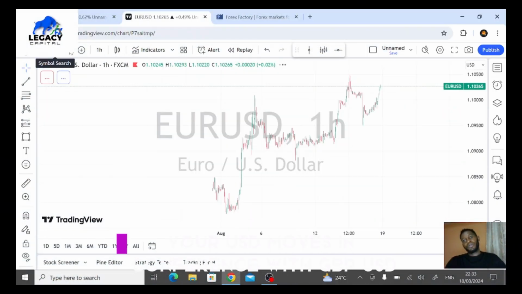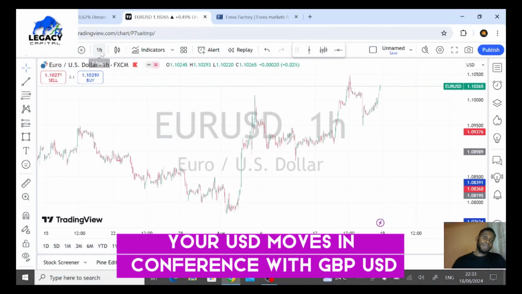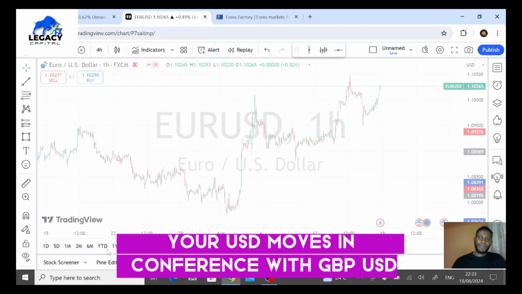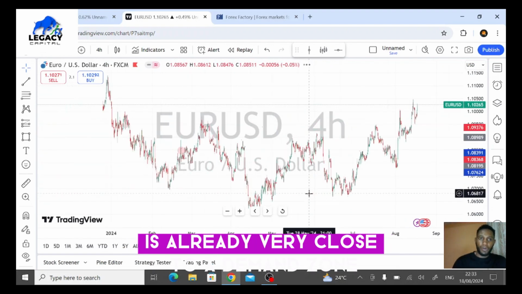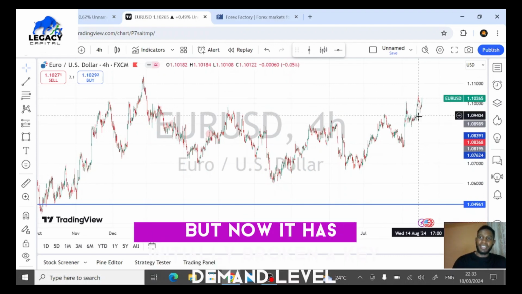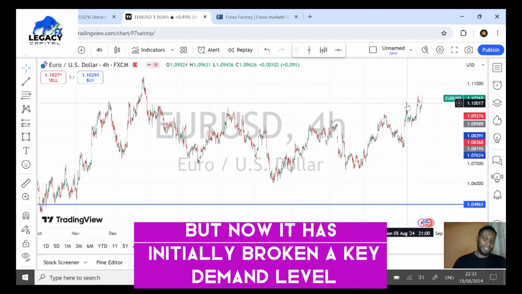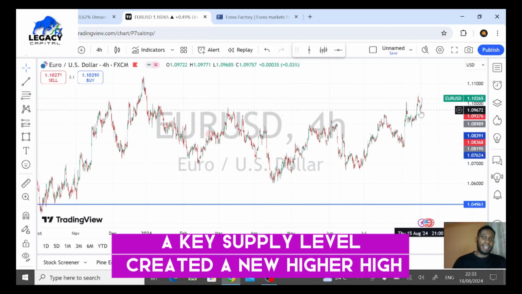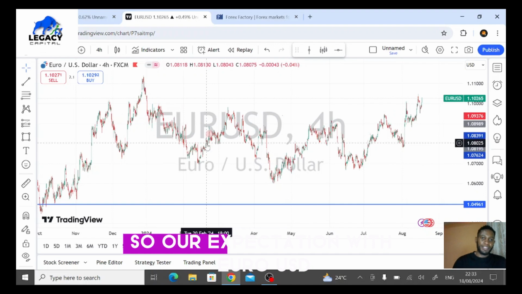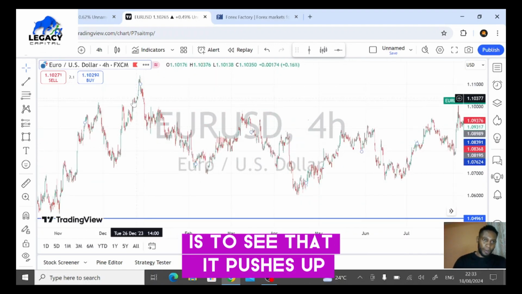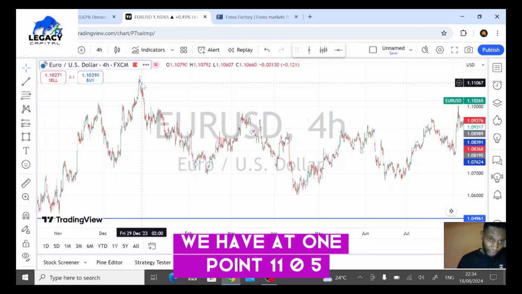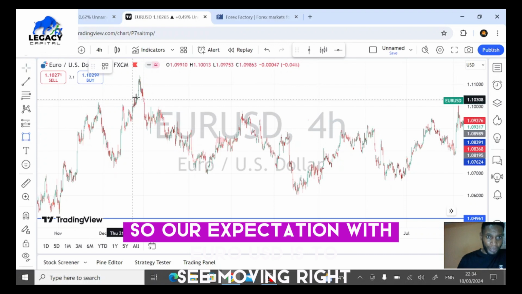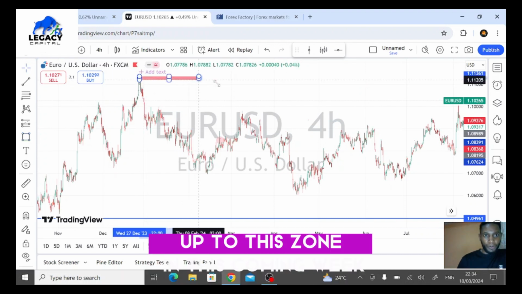Then obviously, EURUSD moves in confluence with GBPUSD. So on the 4 hours time frame, we'll notice that EURUSD is already very close to a demand zone. But now it has initially broken a key supply level, created a new higher high, then retraced back to a demand zone before pushing up. So our expectation with EURUSD is to see that it pushes up, and then fills this zone we are having here, then moves to the demand zone we have at 1.1105. So our expectation with EURUSD is to see it moving right up to this zone in this coming week.